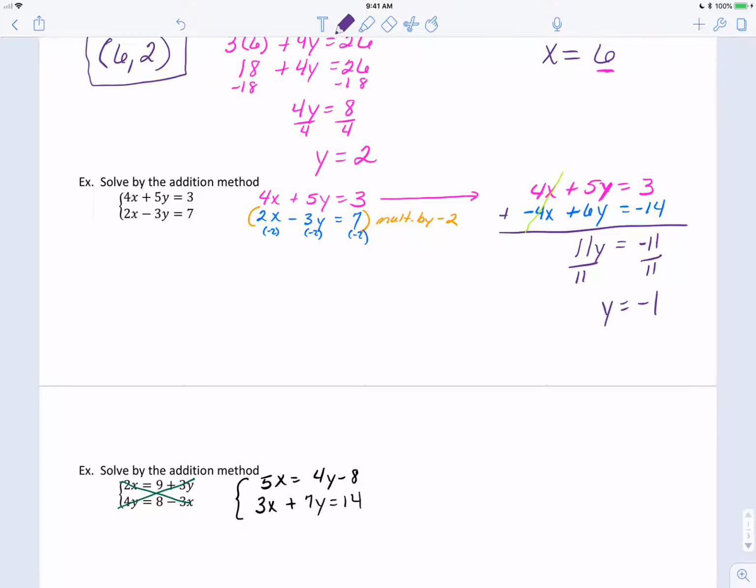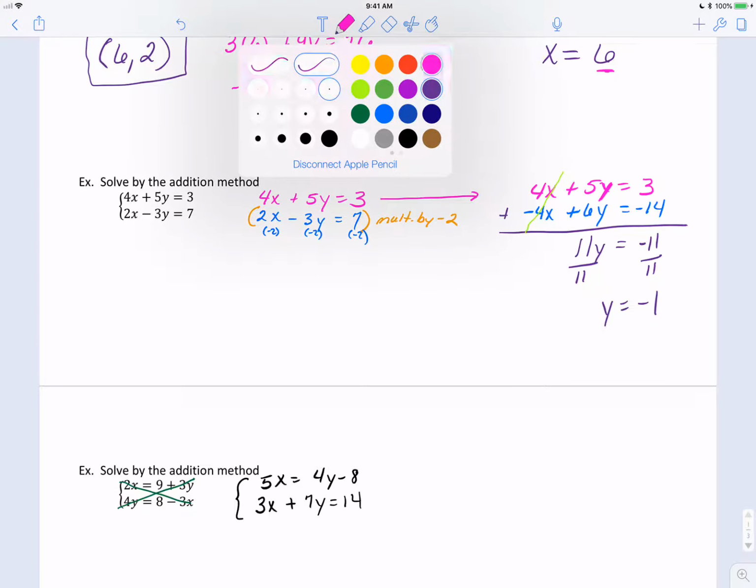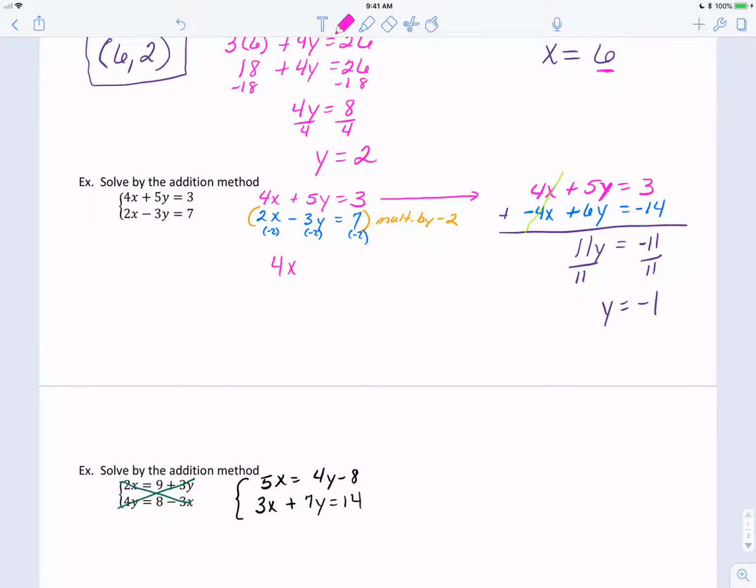All right, so now that we know what y is, we can go back up to either one of our equations. And let's see, I might just take the first one. It doesn't matter which one you choose. So 4x plus 5 times y, which is negative 1, is equal to 3. And all we did was take this and stick it in for the y. So 4x minus 5 is equal to 3.